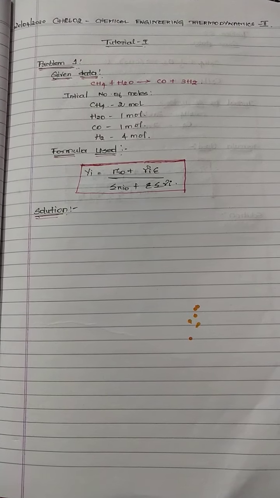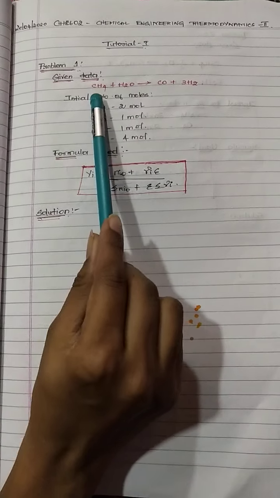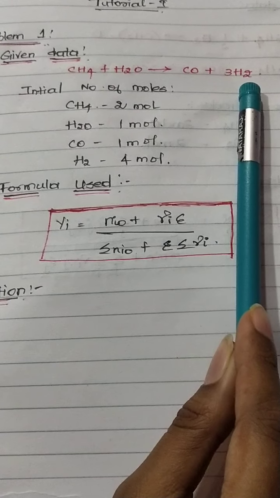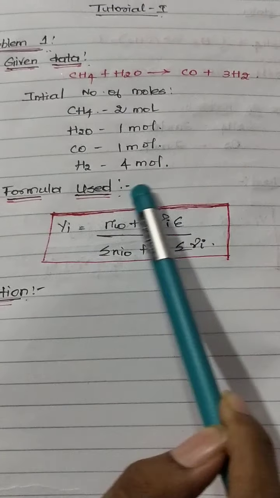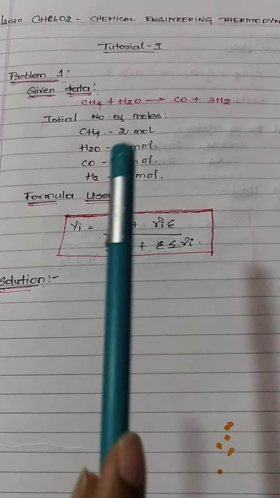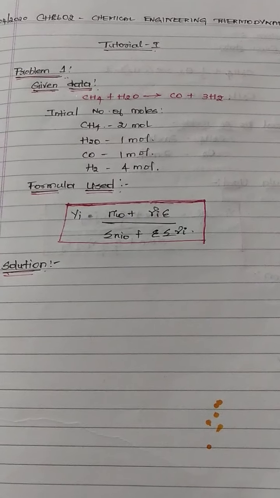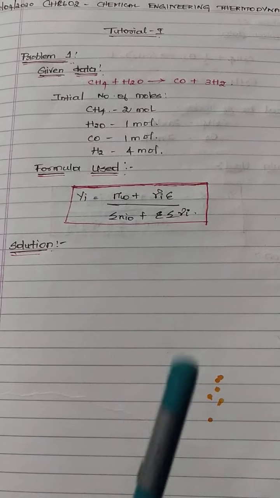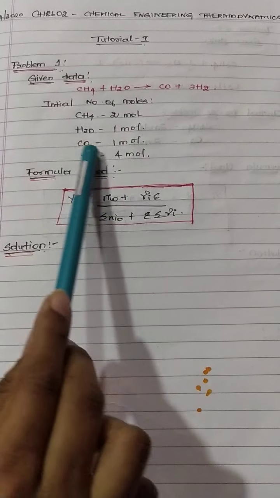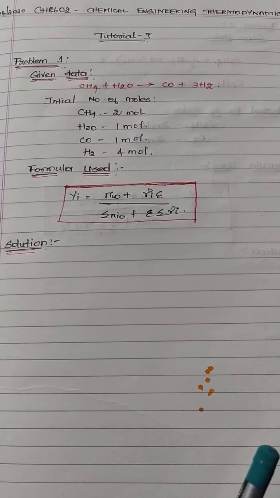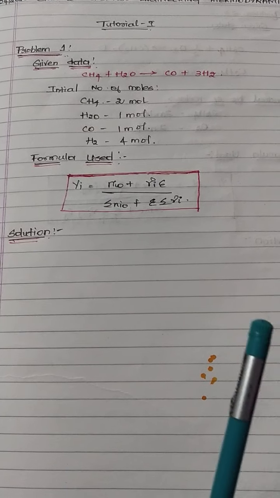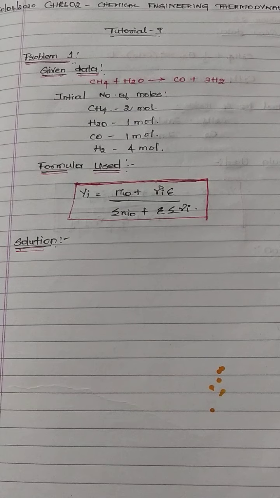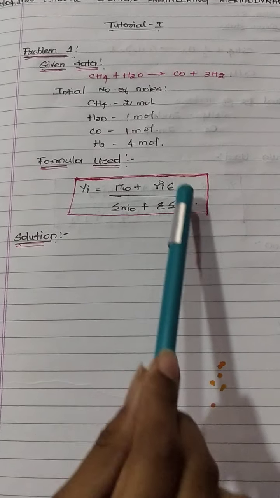Okay, so now the given data. The reaction is given as CH4 + H2O gives CO + 3H2. The individual number of moles is given in this question, but if it is not given in the question, you have to take 0 moles. If it is given in the question, you can take what is given. In this question, these are the numbers of moles given. Next, we need to find the mole fraction in terms of reaction coordinate. That is the question. For that we need to use this formula.